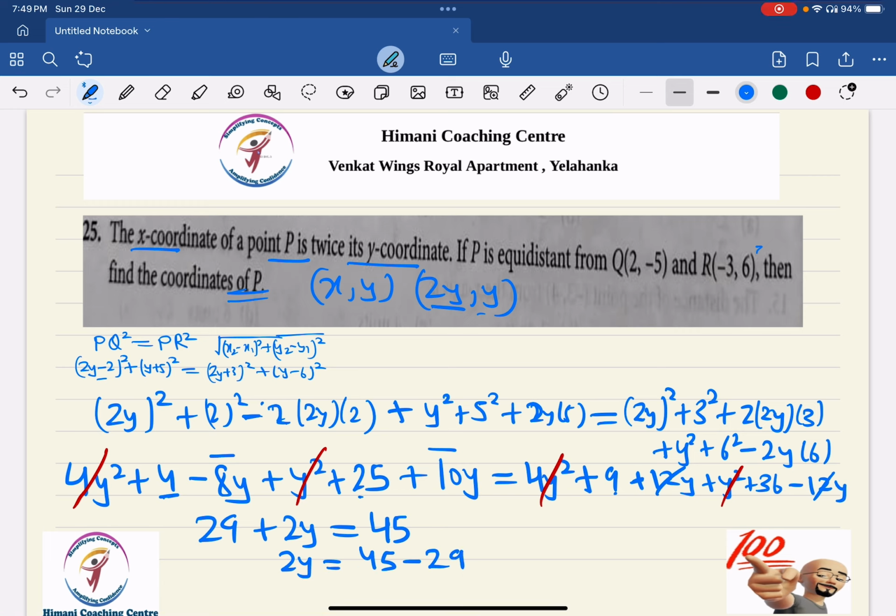45 minus 29. Okay. Now 45 minus 29 I have to do. So 45 minus 25 is how much? 20, and then take out 4. So 16. So 2y is 16. So y would be 16 by 2, which is 8. So coordinates of P are 2y and y. So that would be 16 and 8.